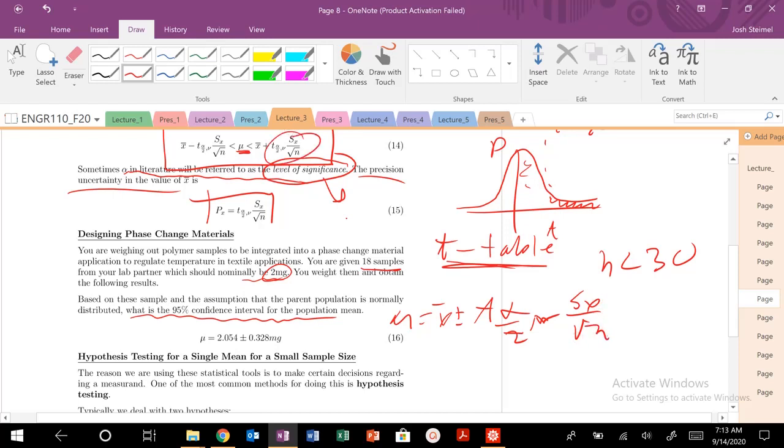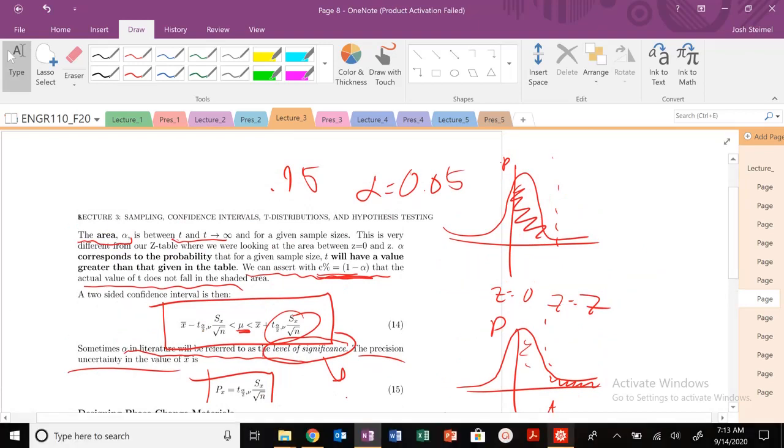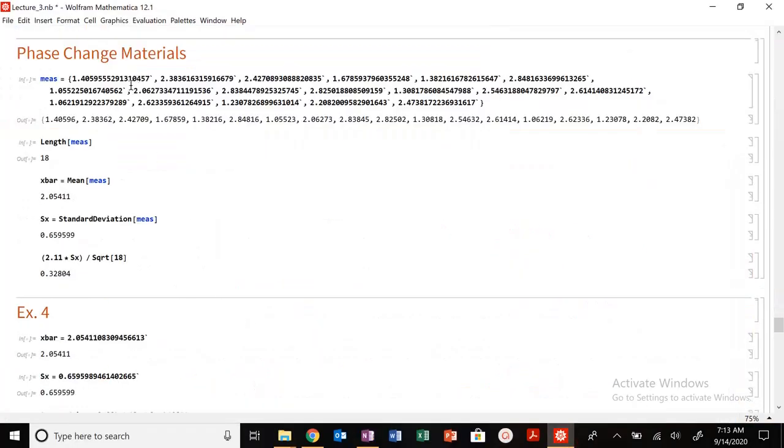So let's go ahead and solve this problem. The first thing we're going to need is x bar, s of x, and n. We'll go into our Mathematica notebook. These are my phase change materials samples. So the length, so n is equal to 18. My x bar is just going to be the mean. My s of x is going to be right here.